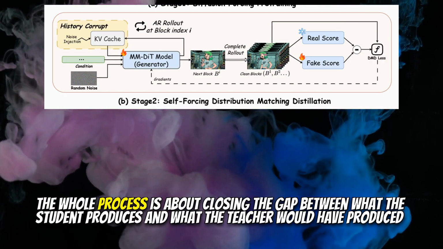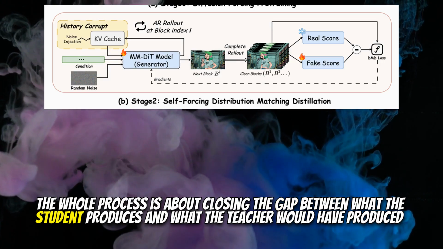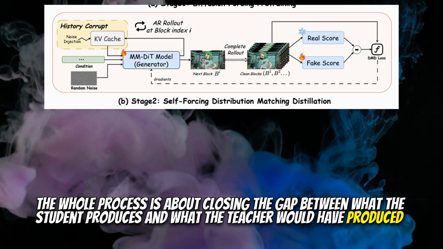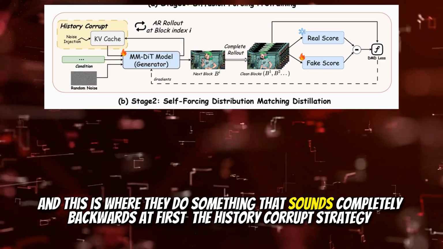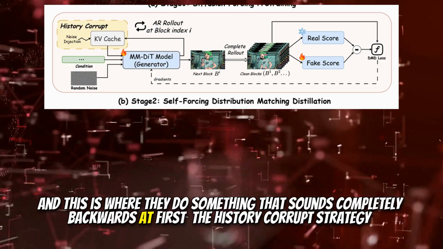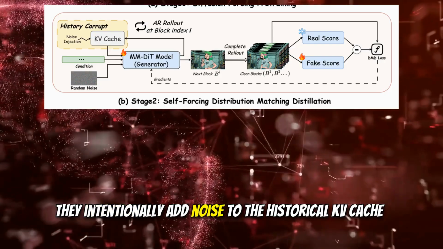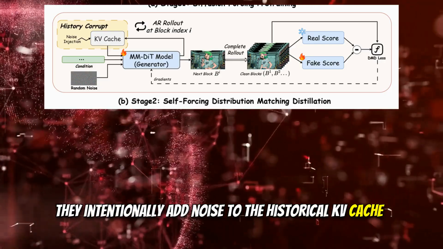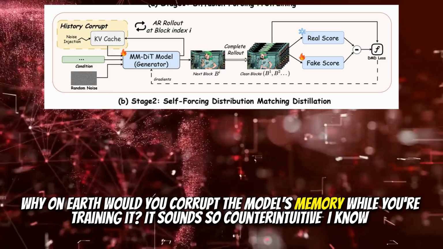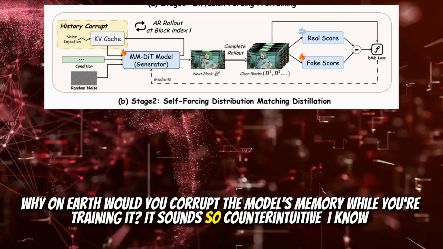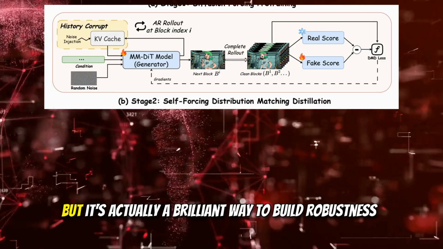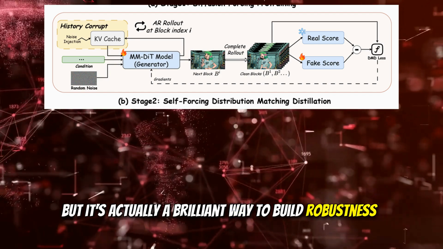The whole process is about closing the gap between what the student produces and what the teacher would have produced. And this is where they do something that sounds completely backwards at first. The history corrupt strategy. They intentionally add noise to the historical KV cache. Why on earth would you corrupt the model's memory while you're training it? It sounds so counterintuitive, I know. But it's actually a brilliant way to build robustness.